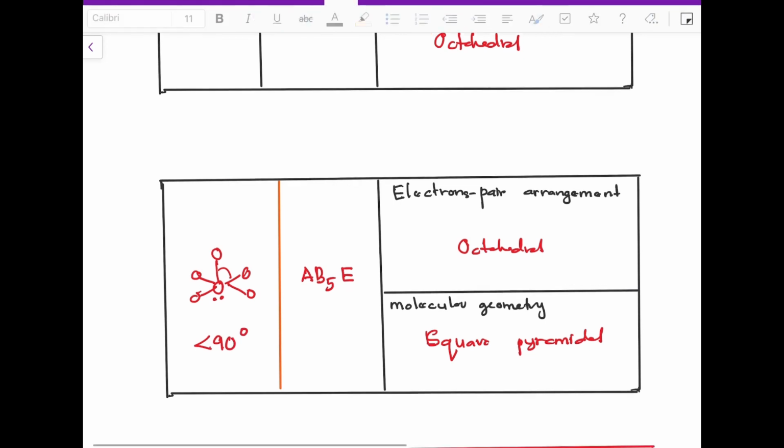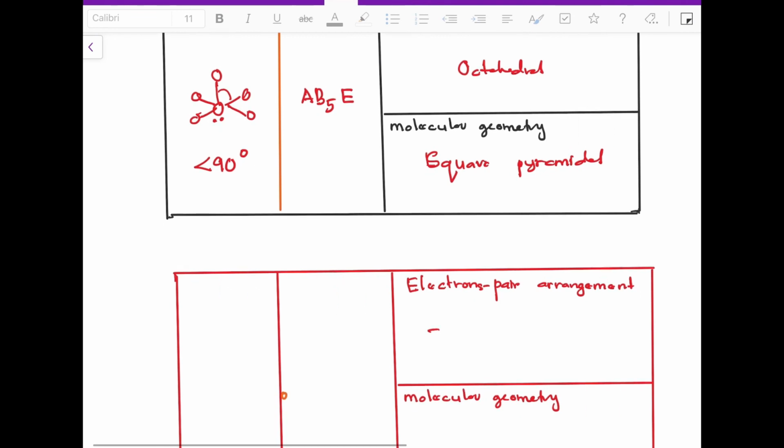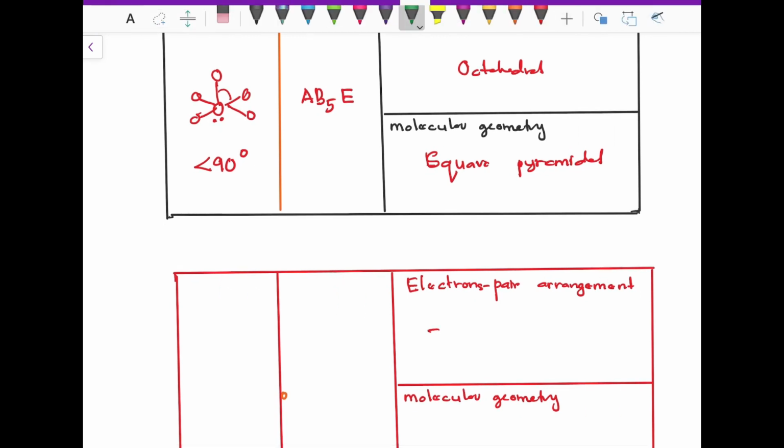For the second lone pair, it is supposed to be located in the opposite direction from the first lone pair. So in this case, we have to locate the second lone pair opposite to the direction of the first lone pair. AB4E2. The geometry is octahedral, and due to the repulsion, it becomes square planar. Alright, so the bond angle is around 90 degrees. So that's all. Thank you very much.